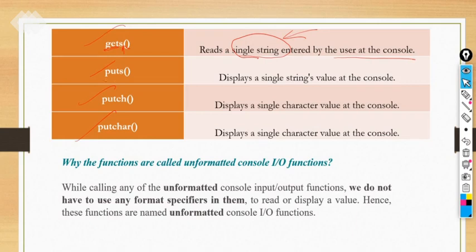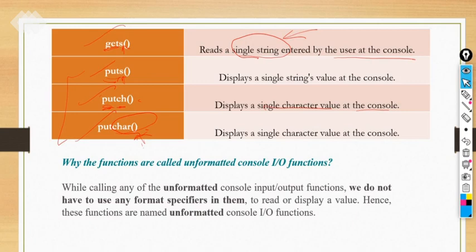If we are using put, puts, with s for string, it displays a string. These are the output functions, used to display on the console screen. putch, where ch stands for char and put is for display output, displays a single character value at the console screen. putchar also displays a single character value at the console screen. So all these functions are used for output purposes, to display whatever the output is at the console screen.